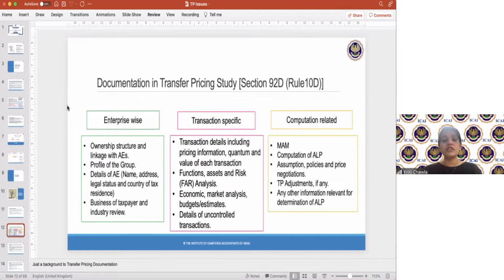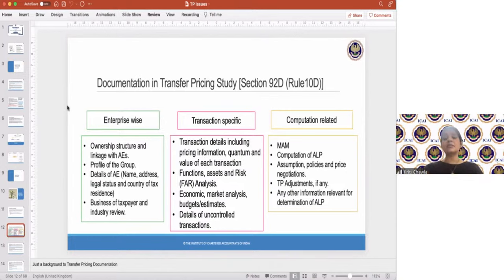And you'll also have to give an industry analysis. Industry analysis says that this is the industry in which my entity operates. Maybe this is the hospitality industry. Maybe this is the medical industry. Maybe this is the automobile industry. You'll have to tell how the industry is performing. So this is the first segment of that particular report.